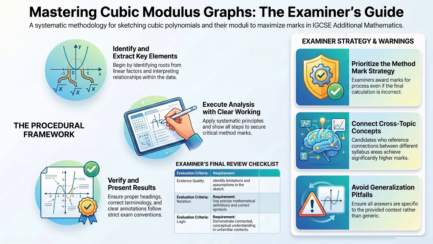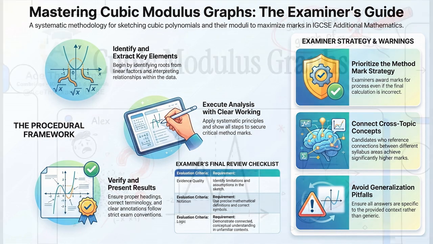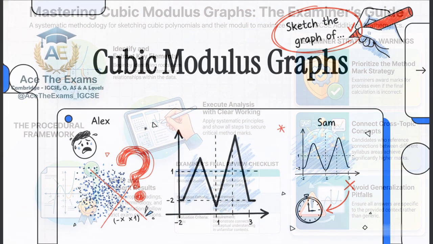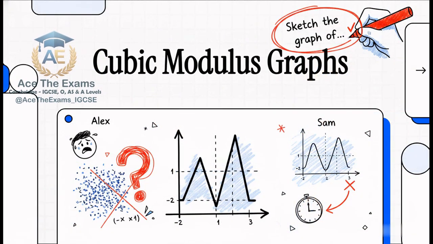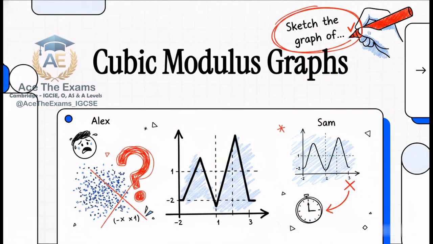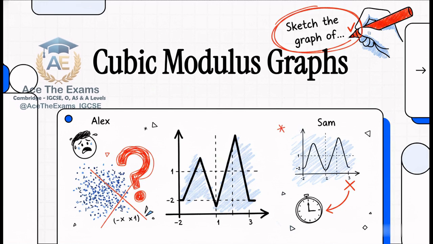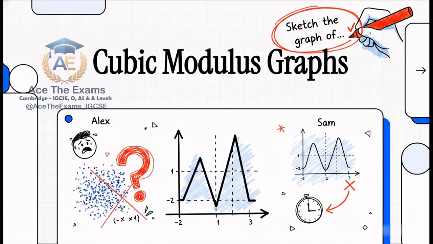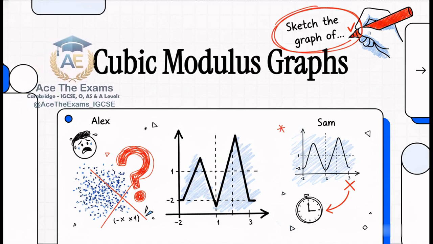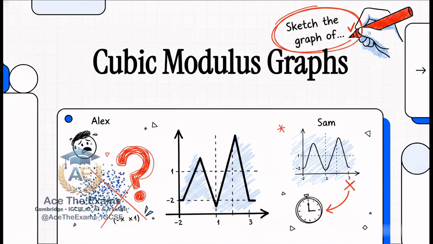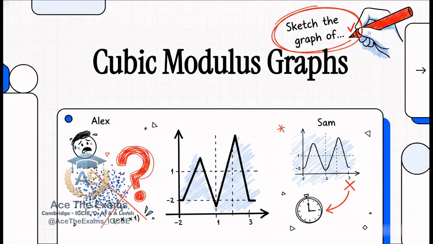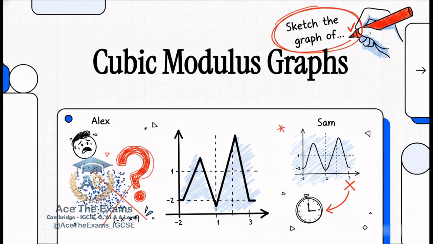Welcome to The Explainer. I am your host, your lead strategist for all things math, and today we are tackling a topic that literally strikes fear into the hearts of candidates across the globe. I'm talking about Cambridge IGCSE Additional Mathematics, Syllabus Code 0606, and the dreaded cubic polynomial modulus graphs, specifically sketching them when they are given as a product of three linear factors.